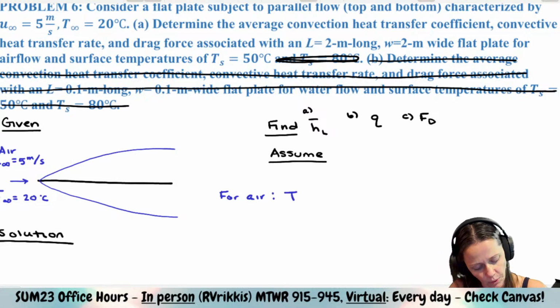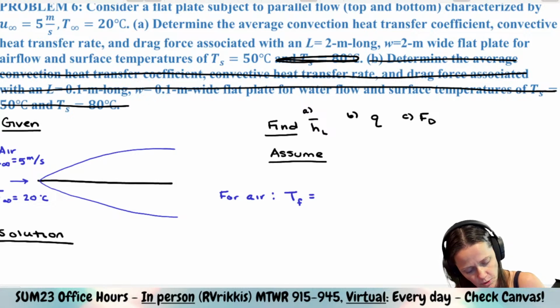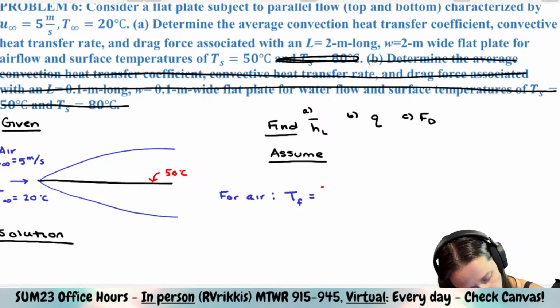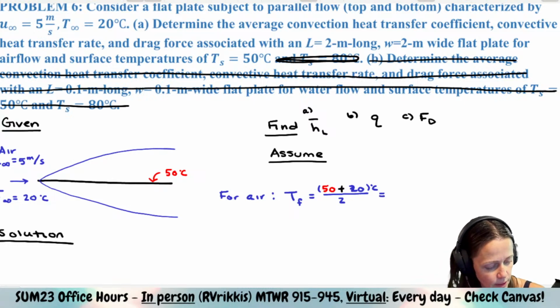So we would evaluate these at the film temperature. If your surface temperature is 50 degrees Celsius, then it would be the average of those. So 50 plus 20 over 2. Yeah, so 35 degrees Celsius.